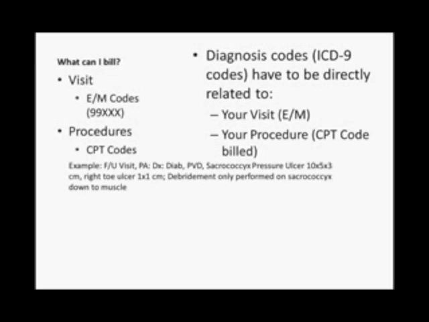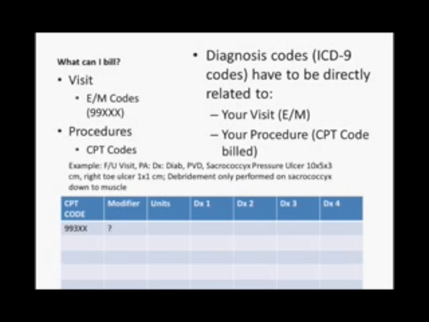So for example, in this particular example, we will have a follow-up visit. There will be a PA seeing the patient. The diagnosis of the patient is diabetes, PVD, sacrococcyx pressure ulcer, that is 10 by 5 by 3 centimeters, right toe ulcer, and the procedure that was rendered was a debridement only performed to the sacrococcyx down to the muscle. So you could see we have all the components here of the example. This is what it would normally look like in the medical billing system.